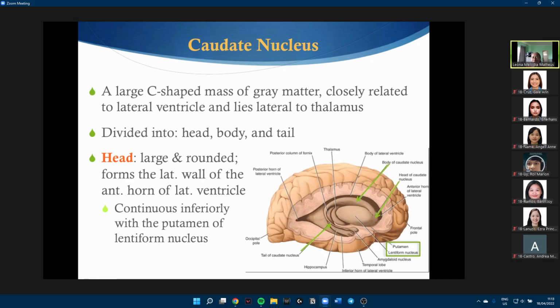Further, you will note that your caudate head will continue inferiorly as the putamen. So usually we'll say that these two structures are contiguous or continuous with one another. Again, the caudate nucleus is continuous with your putamen.